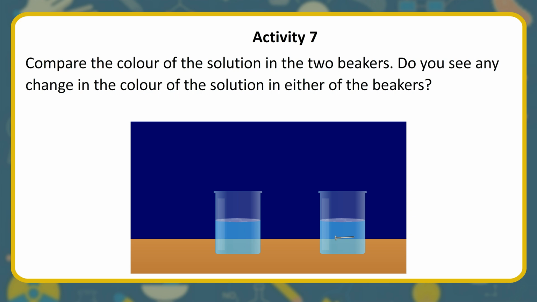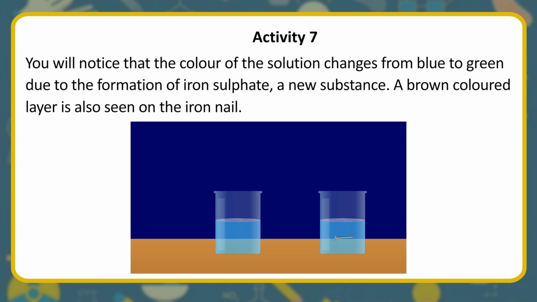Do you see any change in the color of the solution in either of the beakers? You will notice that the color of the solution changes from blue to green due to the formation of iron sulfate, a new substance. A brown-colored layer is also seen on the iron nail.